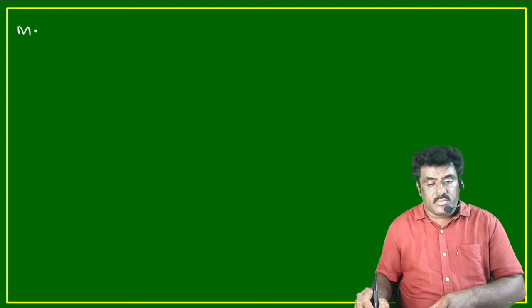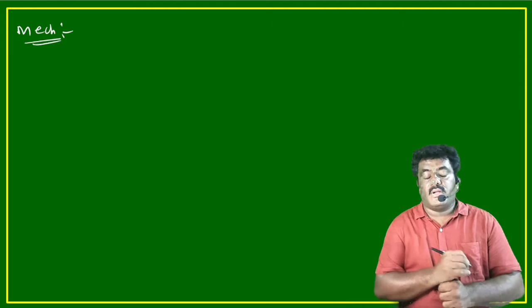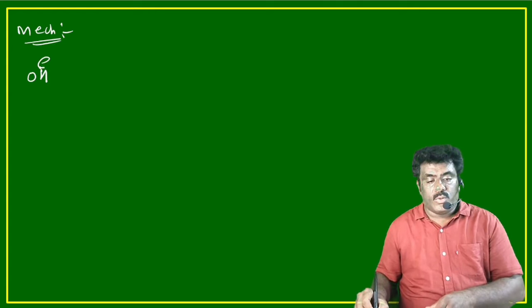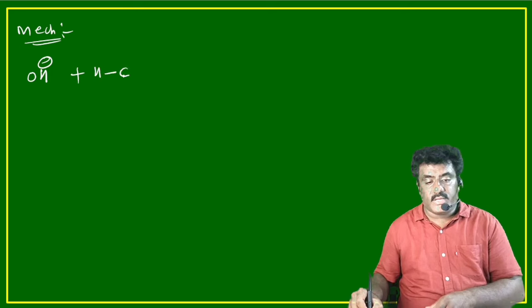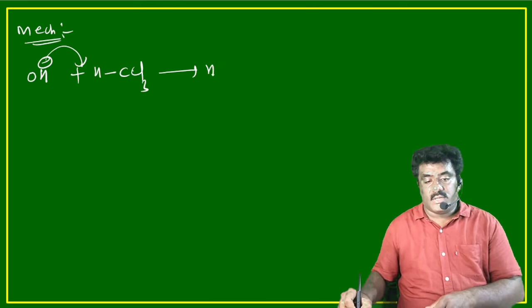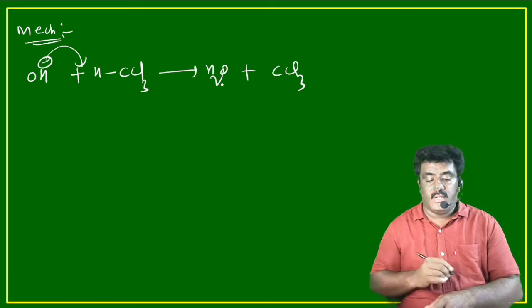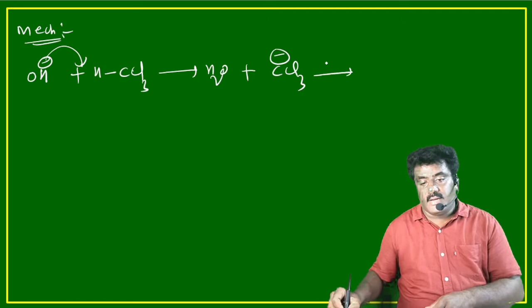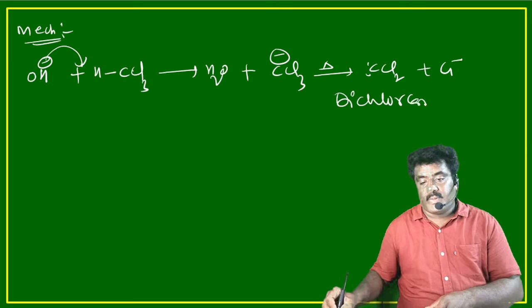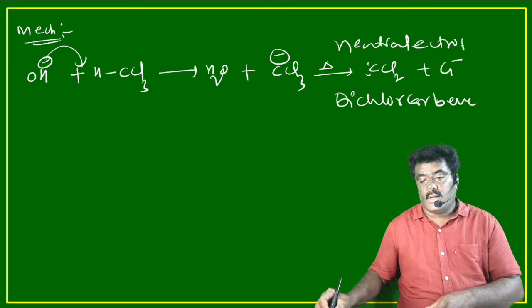What is the actual mechanism involved in Reimer-Tiemann reaction? See, sodium hydroxide or potassium hydroxide produces base OH minus in presence of chloroform CHCl3. Yes, what happened? It abstracts a proton to form H2O plus CCl3 minus. When it is heated, it becomes CCl2 and Cl minus. It is a dichlorocarbene. Dichlorocarbene is a neutral electrophile.